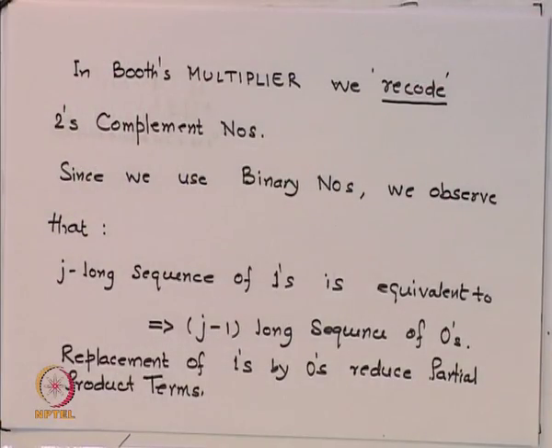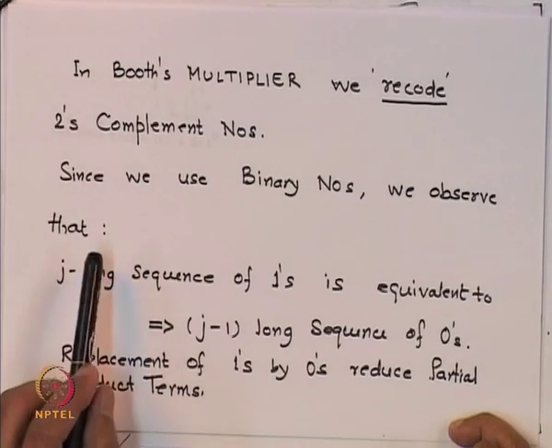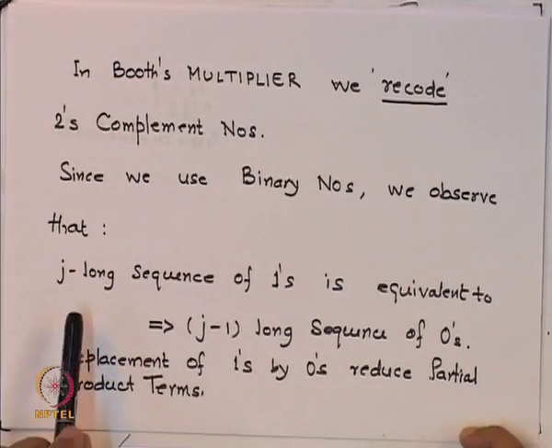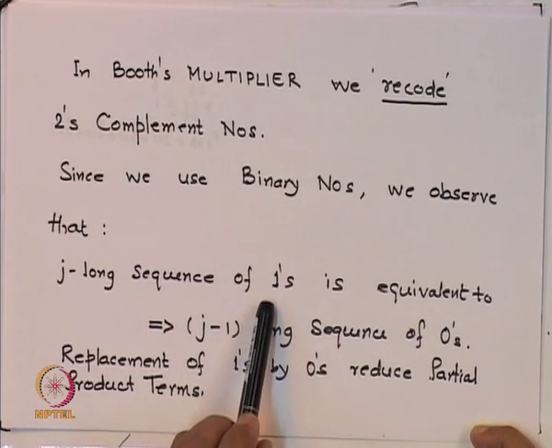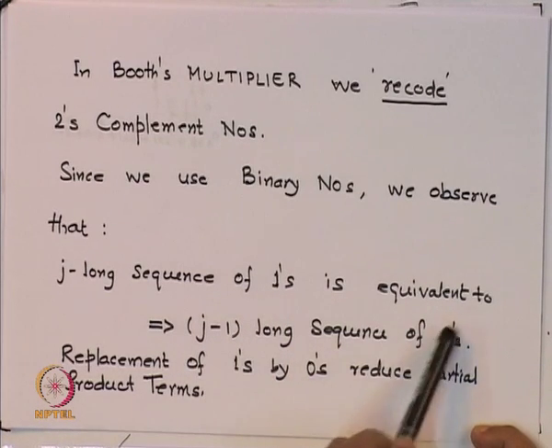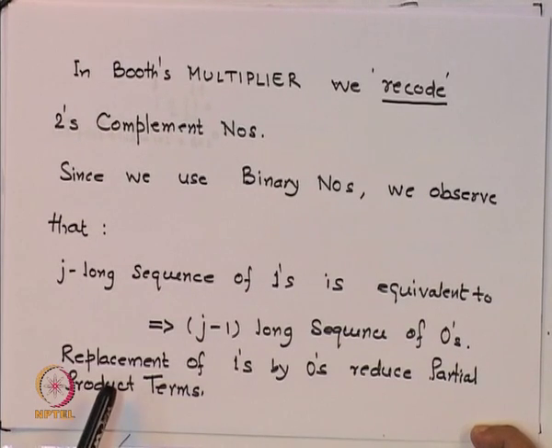Now, before I go to the actual Booth's algorithm, I may just show you what I am really talking about. In Booth's multiplier, we recode the 2's complement number. Since we use binary numbers, we observe that a j long sequence of 1's is equivalent to a j minus 1 long sequence of 0's. So, replacement of 1's by 0's reduces the partial product terms. This is what is called recoding. Is that word clear?